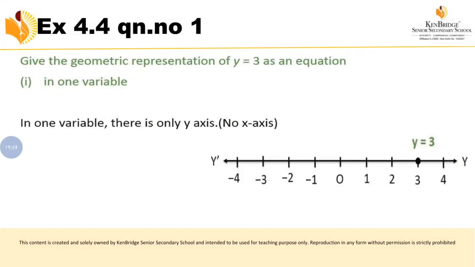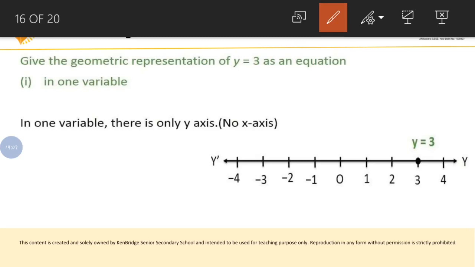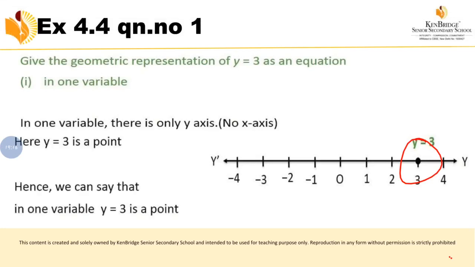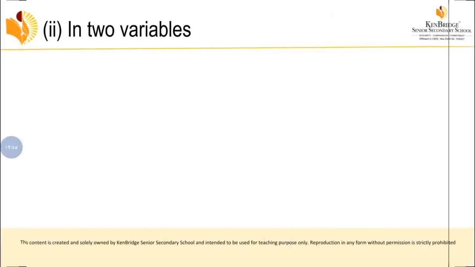Y is equal to 3 they have given. So simply you have to mark it on the number line, that is y is equal to 3. Here only one axis, that is the y-axis, is present. After marking that, we have to say that this variable is a point on this line, that you have to write. Now we are going to mark the same in 2 variables.